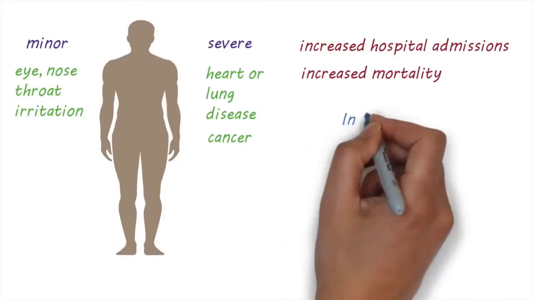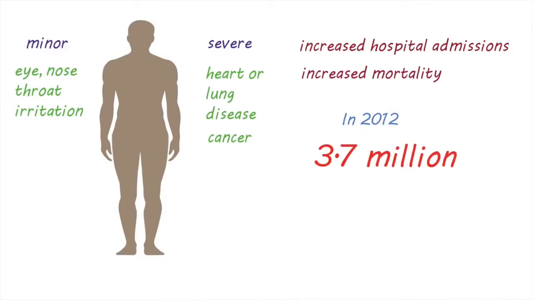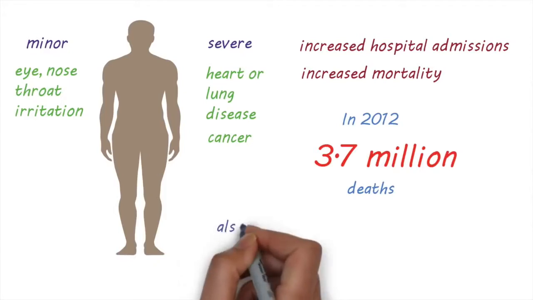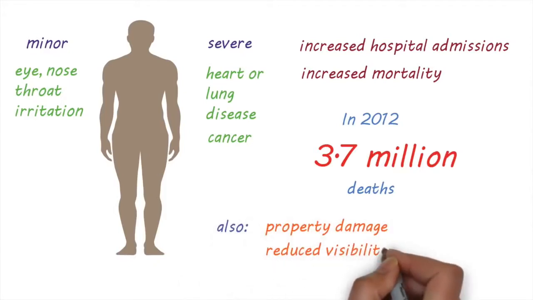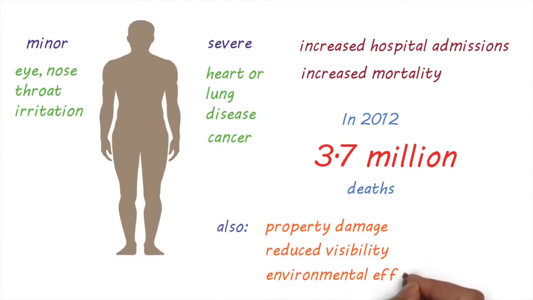In 2012, outdoor air pollution was estimated to have caused 3.7 million deaths around the world. In addition to causing health effects, air pollution can also lead to damage to property, reduced visibility, and have other effects on the environment, like acid rain.